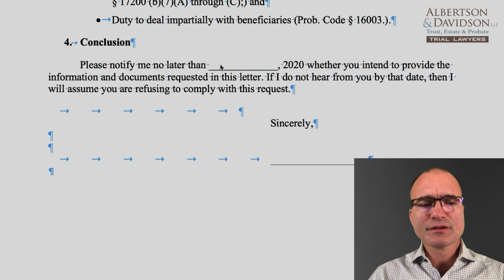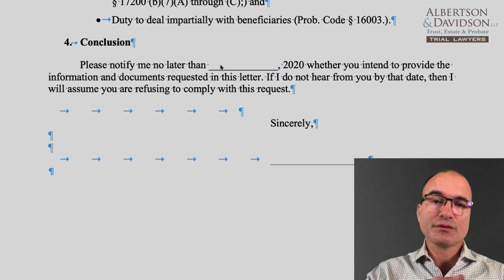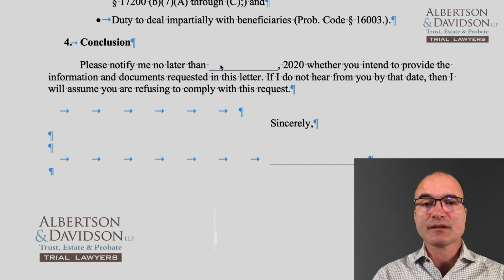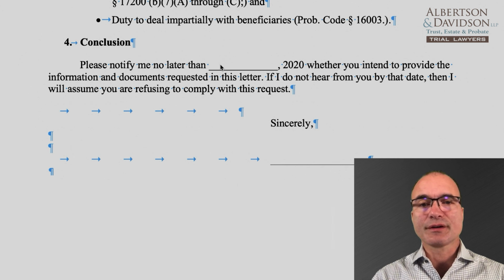So if you're in a situation where you need financial information or you need a trust accounting, all you have to do is contact us. We'll share this letter with you. You can put your own name on it, put your own trust name on it, and you can get to work requesting the documents and the financial information that you're entitled to as a trust beneficiary.